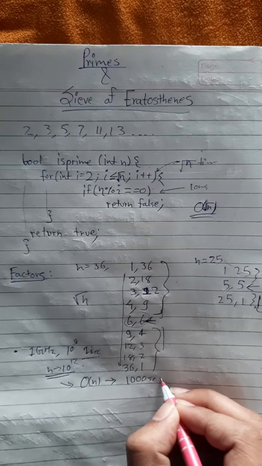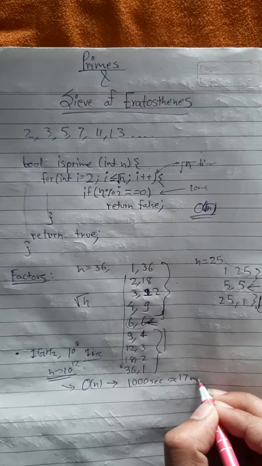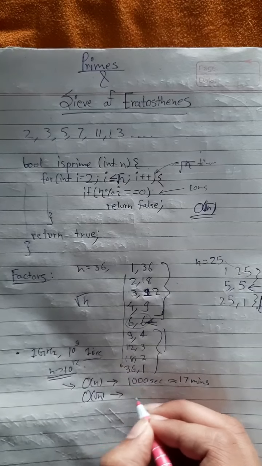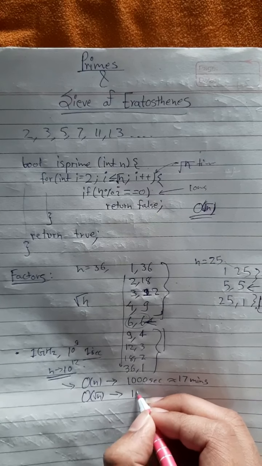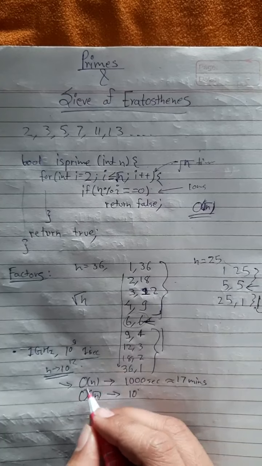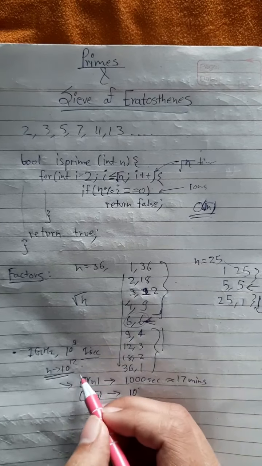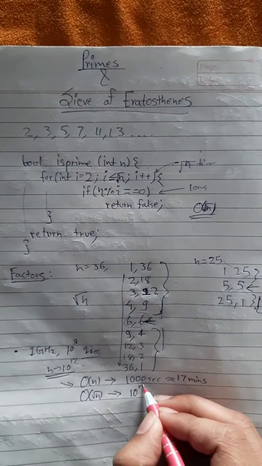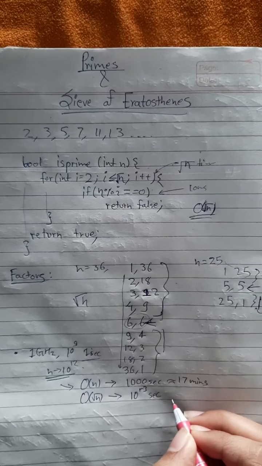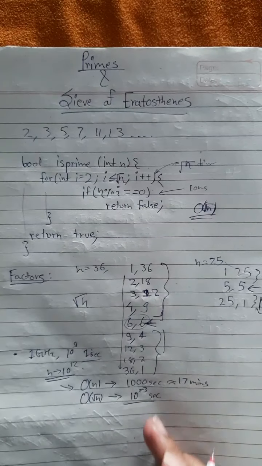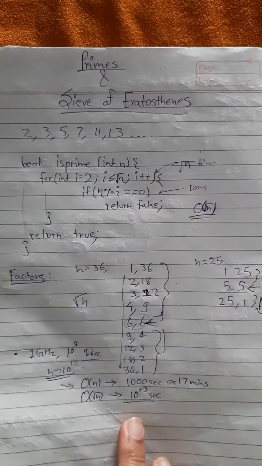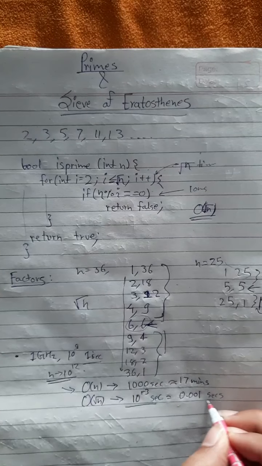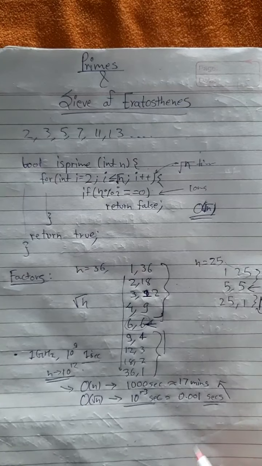1000 seconds, that is approximately 17 minutes, and root n will be 10 raised to power 6 divided by 10 raised to power 9, which is 10 raised to power minus 3 seconds. So you can take into consideration that it will take 0.001 seconds. So it is very much faster than this.